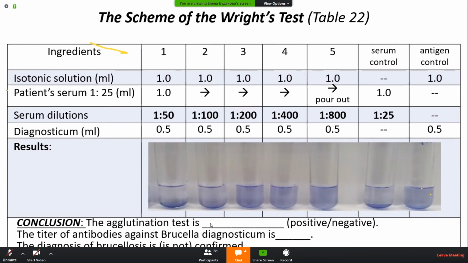Diagnostic titer in brucellosis for agglutination Wright's test, agglutination, lies between 1 to 100 to 1 to 200s. So we can say that our result is equal to diagnostic titer. The test is positive. The titer is 1 to 100. That helps to confirm the diagnosis of brucellosis.